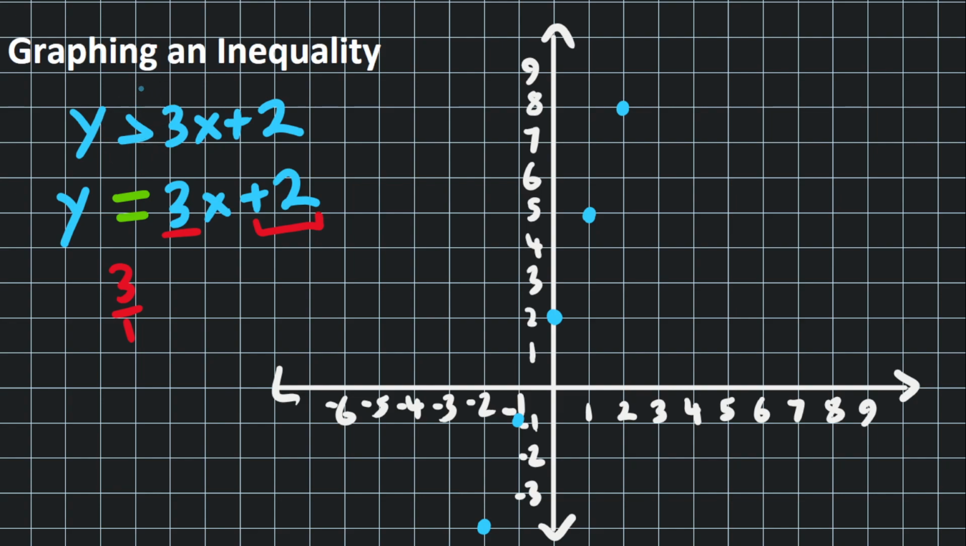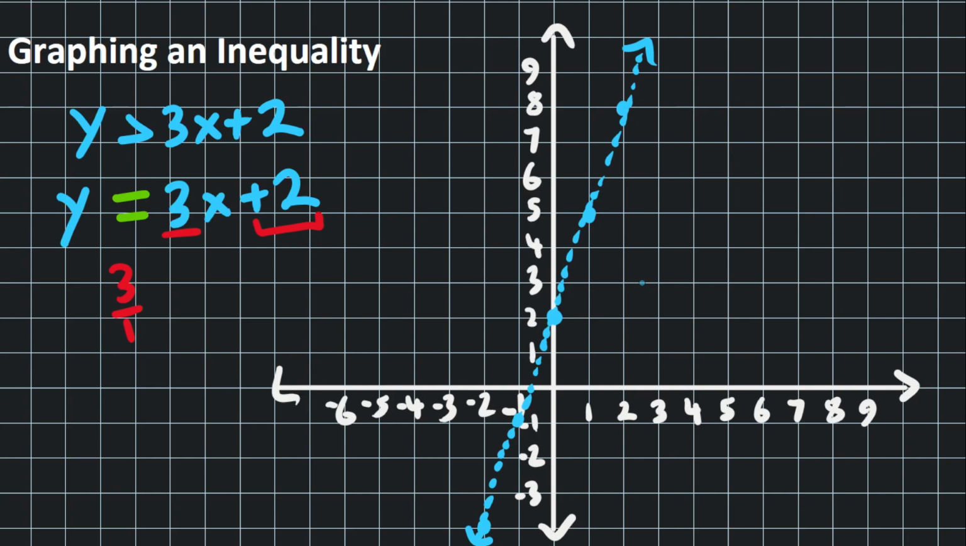So if this was a greater than or equal to, then you would place a solid line, like that. Now, if this is just a greater than, there is no or equal to, so we are going to place a dotted line. So it would be just like this, all the way up. Okay, so now we have a dotted line.